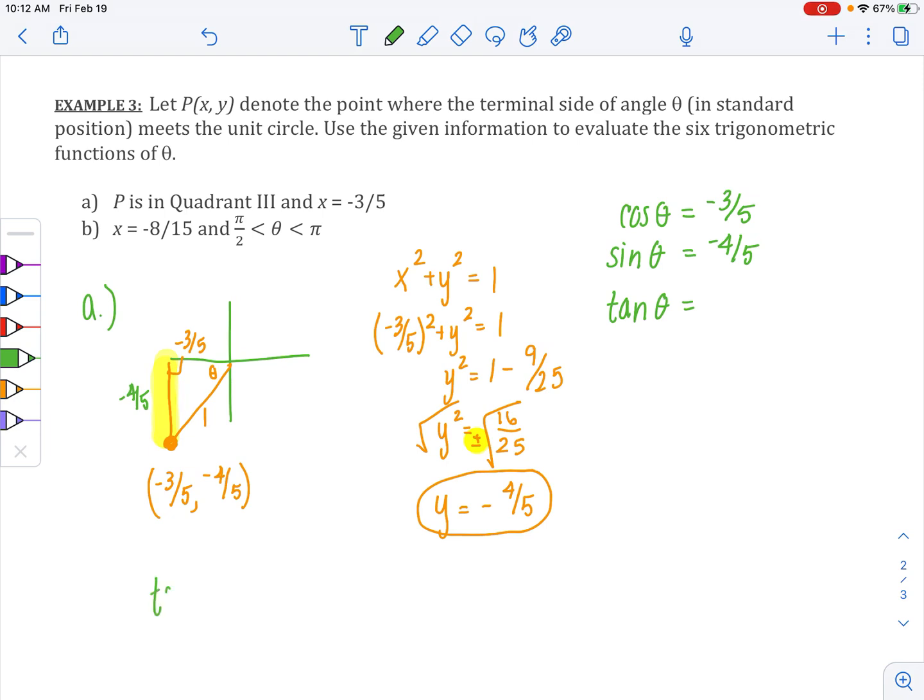Tangent is just sine over cosine. So that one I can draw out. Sine over cosine. Don't divide by a fraction. Multiply by that reciprocal. Cancel, cancel. Negatives will cancel. Everything cancels. And you're left with 4/3.